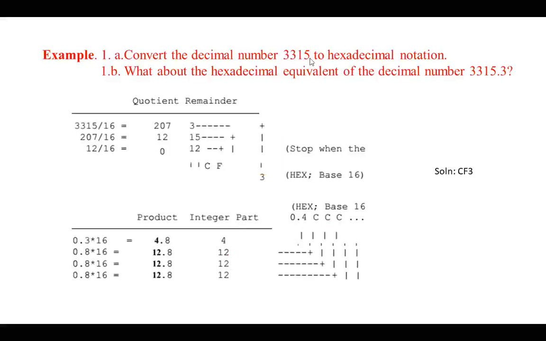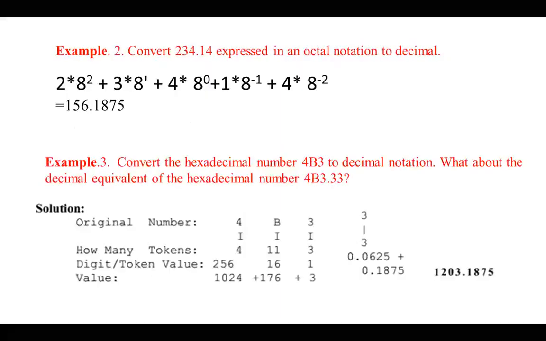And let me take up another example. Convert 234.14 expressed in octal to decimal. Clearly it is told that 234.14 is an octal. This is an octal notation, so this is in the base of 8. Conversion from any base to decimal, it is the same methodology we are going to follow.